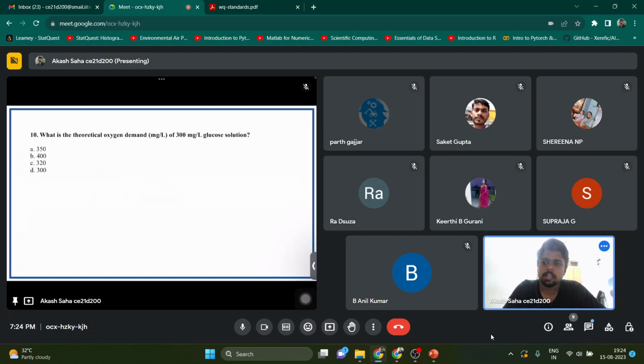So this is the first numerical: what is the theoretical oxygen demand of 300 milligram per liter of glucose? I hope everyone knows the formula of glucose. So you have to find the theoretical oxygen demand of 300 milligram per liter of glucose. So what is glucose? C6H12O6, pretty simple. You just have to write the balanced chemical equation, how much oxygen will be required to transform glucose into CO2 and H2O. You just write the formula, balance it, and then with further calculations, you can find the theoretical oxygen demand. It's a very simple question.